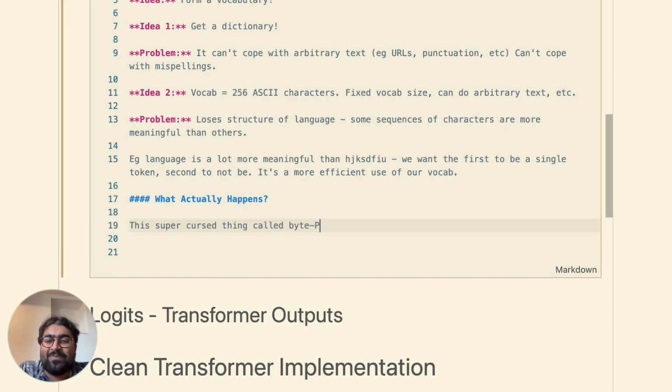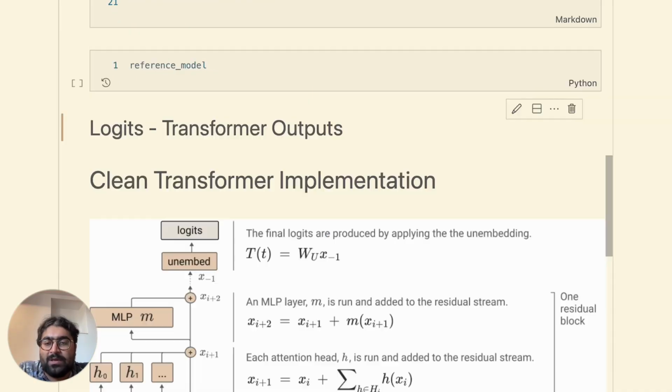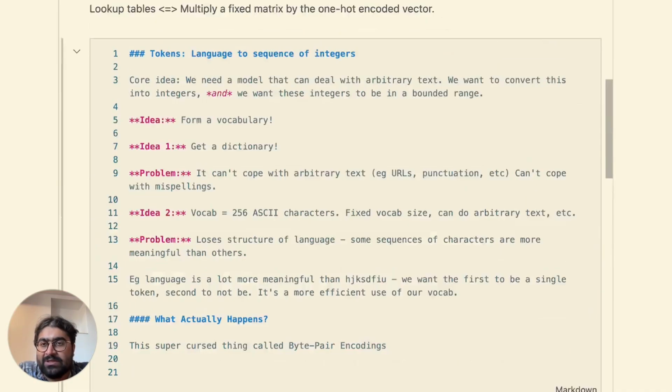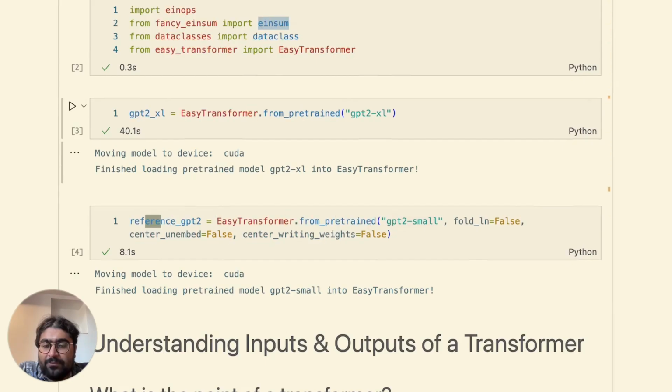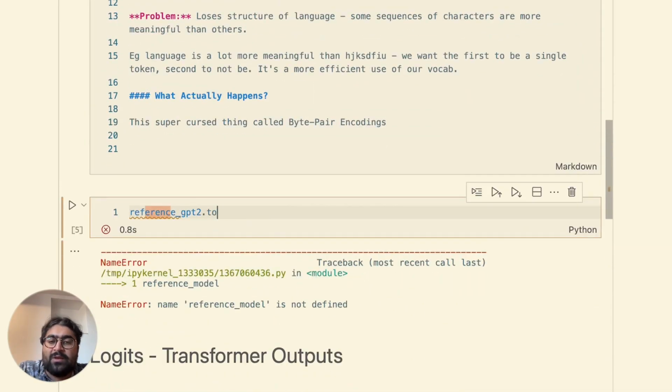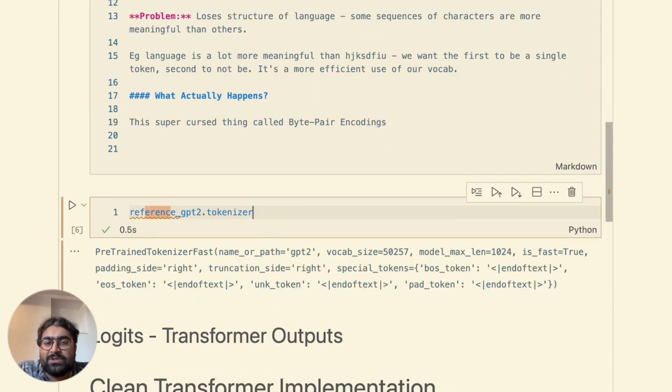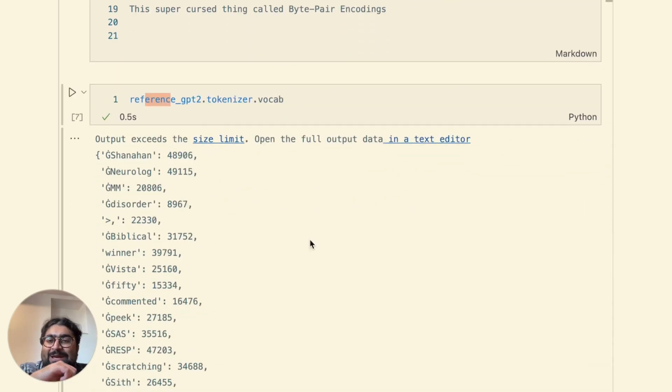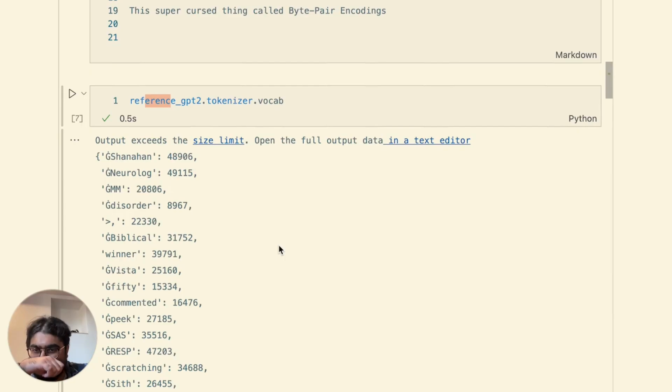called byte pair encodings. So if you look at our reference model, Reference GPT-2. In the library, it's got this tokenizer. Tokenizers have a vocab of some given size. Here, it's 50,257. The way a tokenizer works internally is it's got this massive cursed dictionary of tokens, which are sequences of characters.